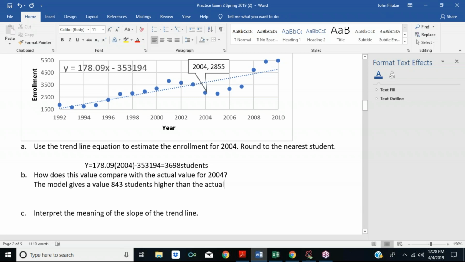So we are nearing the end of the course here, and so you should be able to write these sentences now. What this is called is quantitative reasoning. So you should be able to quantify your answers now. Don't just give a basic answer. Give something that gives a little bit of meaning here. The model gives a value 843 students higher than the actual.